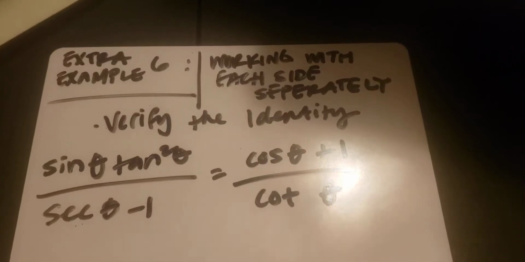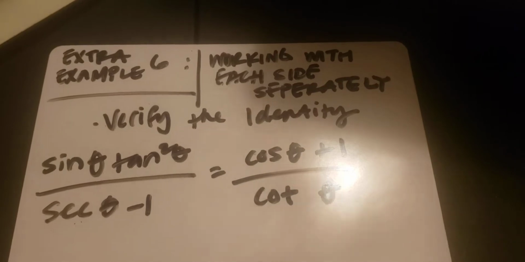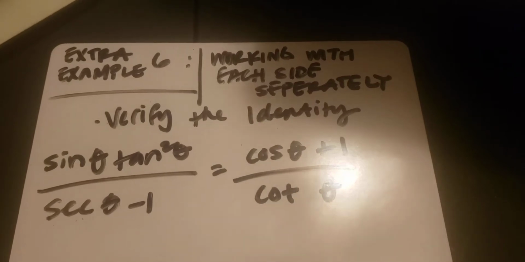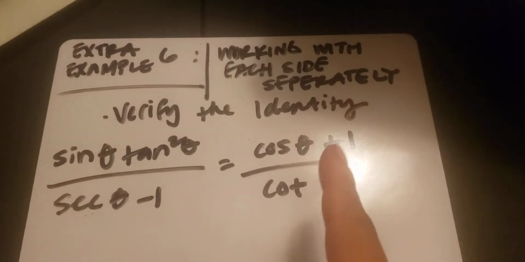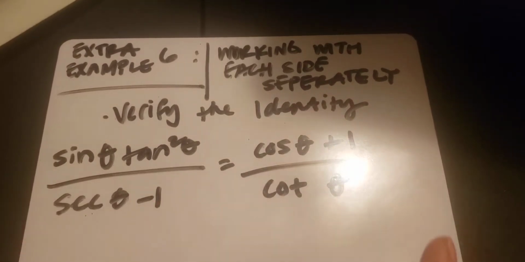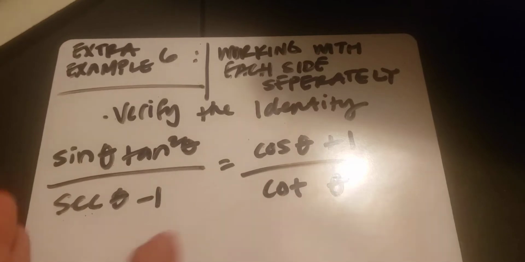All right, boys and girls, now we're moving on to example 6. Again, the directions are the same. The way this one's a little bit different is that, notice by the title, we might have to work with each side separately, as it might not simplify exactly to one another. So we might have to simplify the left side and the right side if they don't coincide.